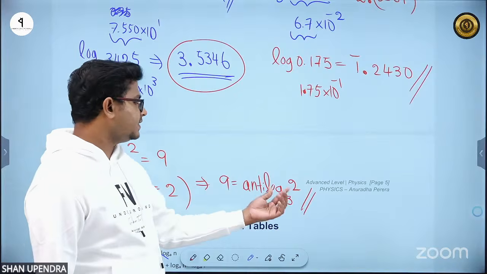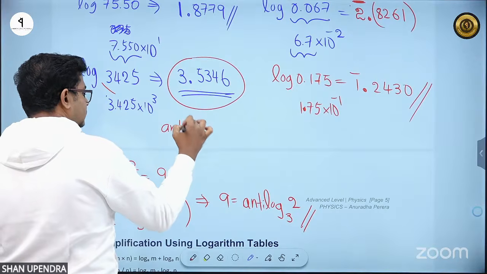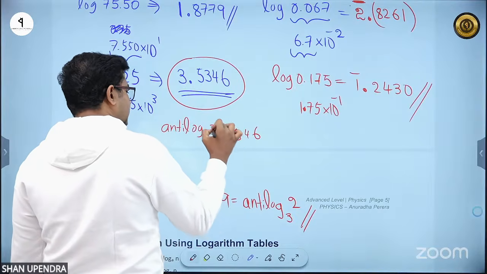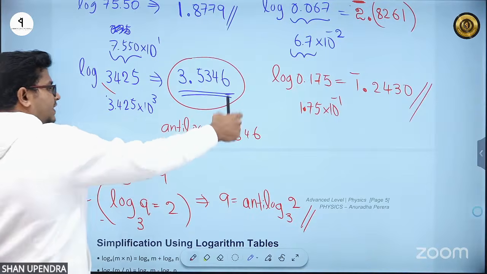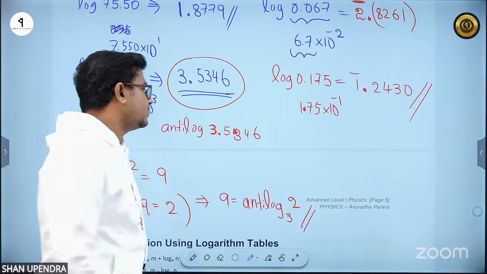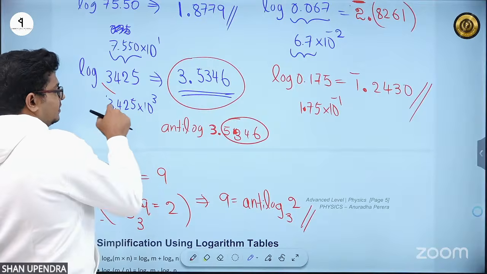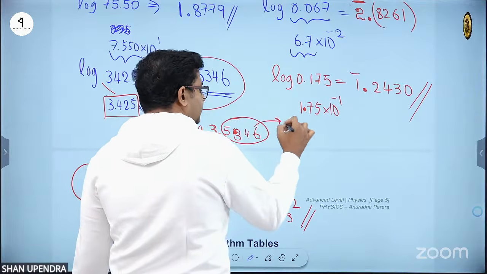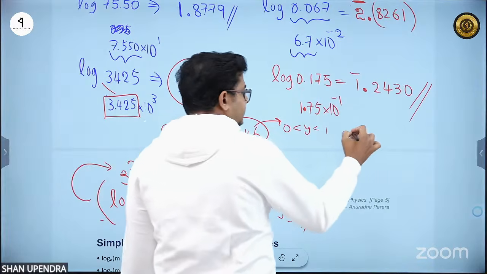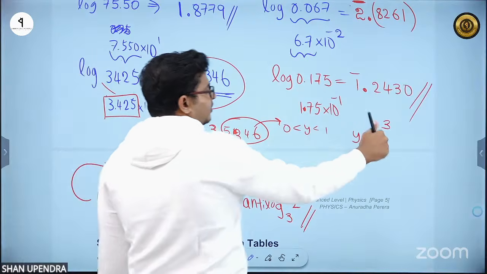Okay, so here the concept is, now we need to find antilog base 10 of 3.5453. The figure in front of the decimal point gives the power of 10, here 10 to the power 3. The mantissa, following the decimal point, provides a value between 0 and 1. You can find that using the table, and then write y times 10 to the power 3. You can find the corresponding y value using the table, 5346, and then multiply by 10 to the power 3.